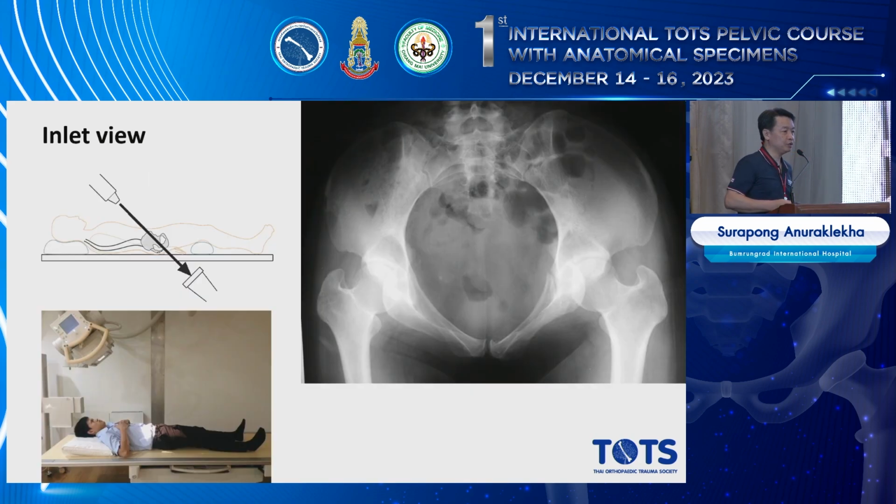Another view that we use is the inlet view. The inlet view is the X-ray to see the pelvic cavity, the true pelvis boundary. Here, you look at the symmetry of the pelvic ring, and again, if you can see deviation over either side, it means that there is an external or internal rotation of the pelvic ring.